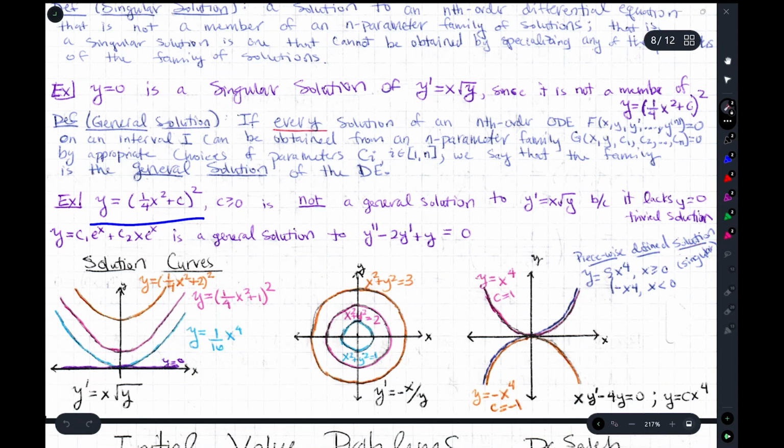And it's a singular solution, okay? Why is it a singular solution? Because we didn't take y is equal to c times x to the fourth and fix c, okay? We changed c. So c is positive 1 for x greater than or equal to 0, and c is negative 1 for x strictly less than 0. And so gluing those two curves together gave us a piecewise defined solution that is also a singular solution.